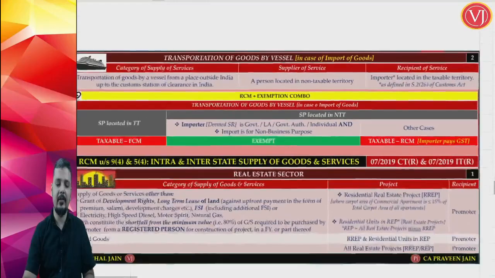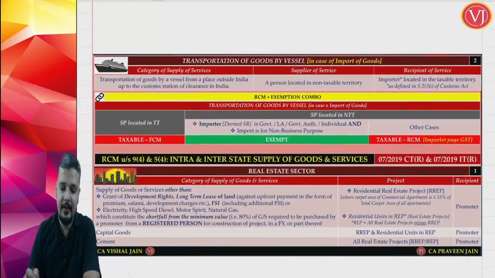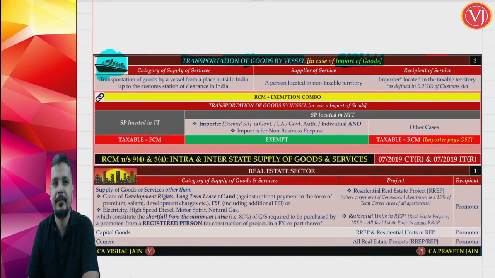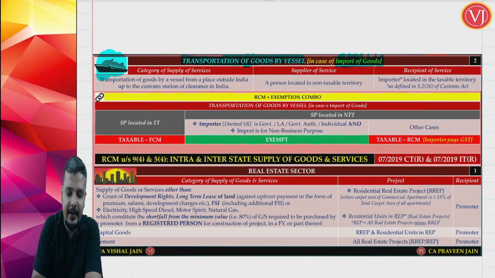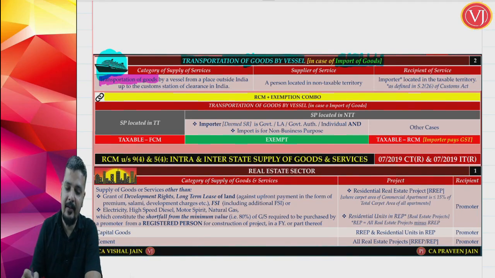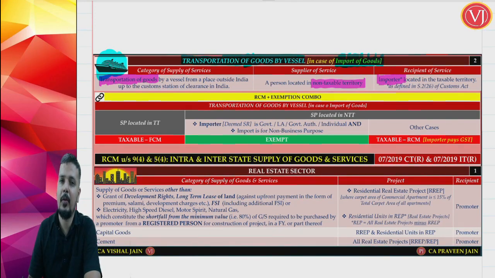Now friends, there is one more entry for import of services, that is in relation to transportation of goods by vessel at the time of import of goods. So you are talking about importing the goods in a vessel and you are talking about the transportation service. Our focus is on transportation services. Now what is the category of service, friends? Transportation of goods services, it should be by vessel at the time of import of goods. Where is the supplier? Supplier is located in non-taxable territory. Who is the recipient? Recipient is the importer who has to pay the tax.